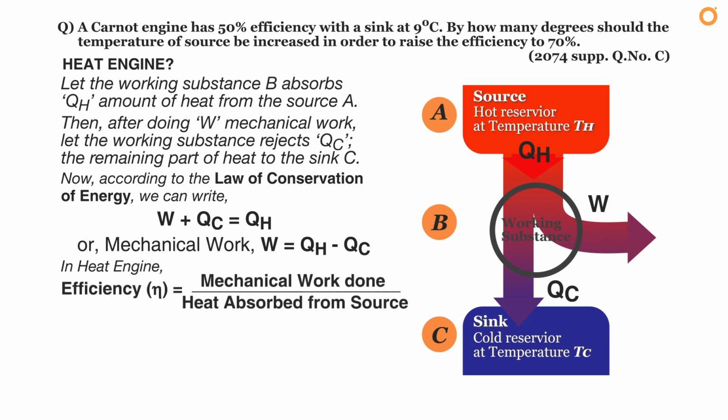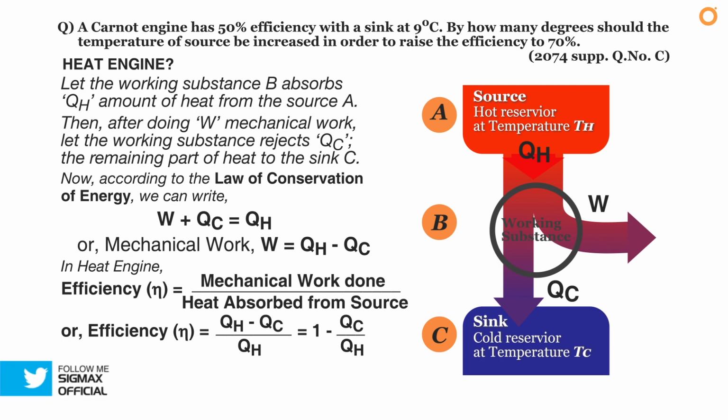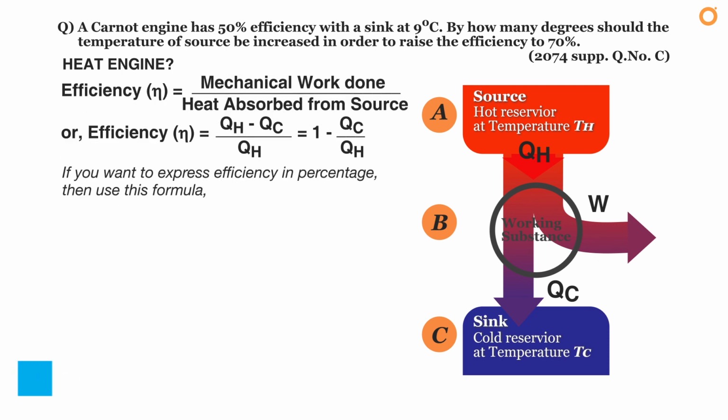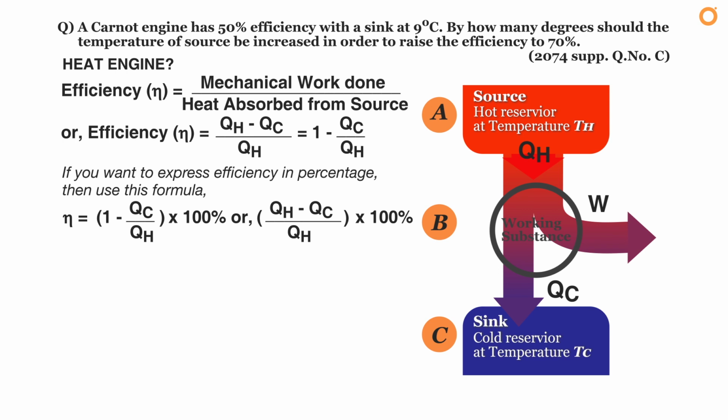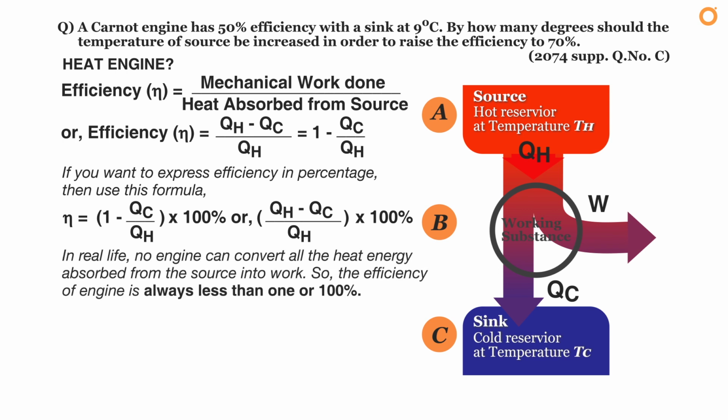In heat engine, efficiency, which is denoted by eta, is defined as the ratio of mechanical work done to the heat energy absorbed by the working substance from the source. Since mechanical work done W = Qh - Qc, efficiency can be written as eta = (Qh - Qc)/Qh, or 1 - Qc/Qh. If you want to express efficiency in percentage, then use this formula: eta = (1 - Qc/Qh) x 100%. In real life, no engine can convert all the heat energy absorbed from the source into work, so the efficiency of engine is always less than 1 or 100%.